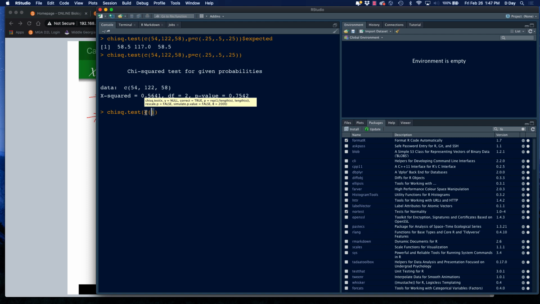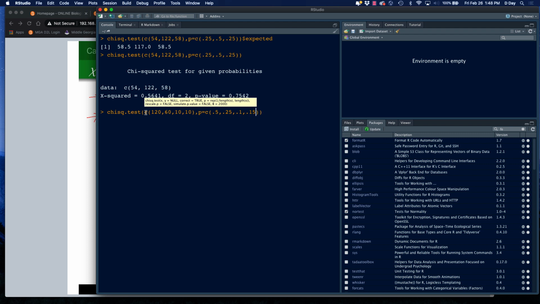Our first vector are the observed values, which is 120, 60, 10, 10, in the order we saw them in the table. Then we close that vector, comma, and we're going to do p equals c. Make another vector of the probabilities in the order they appear, because they match the order of our table. So it should be 0.5, 0.25, 0.10 or 0.1, and then 0.15.